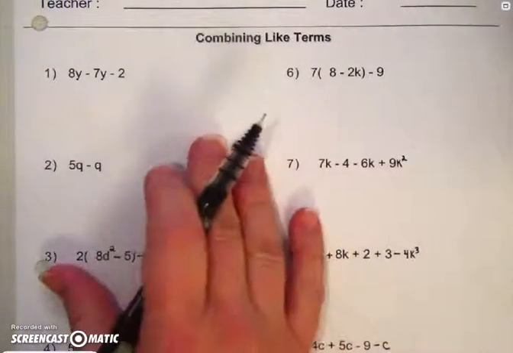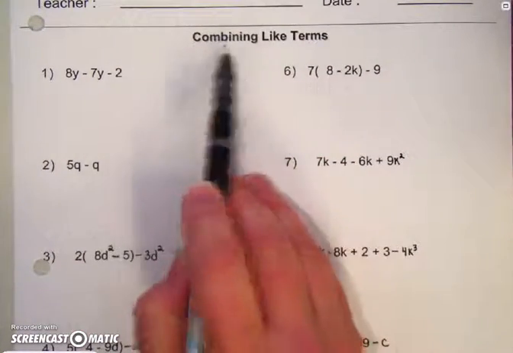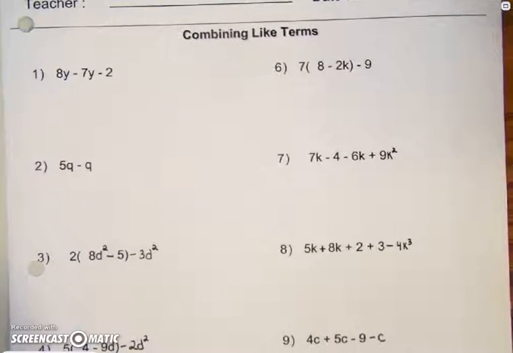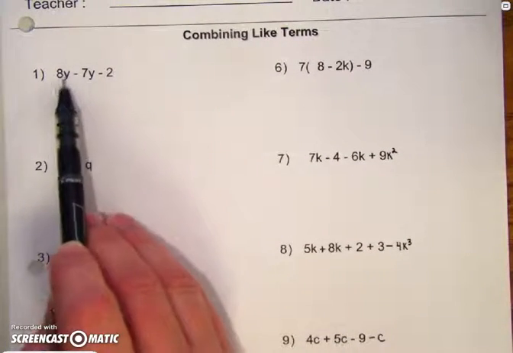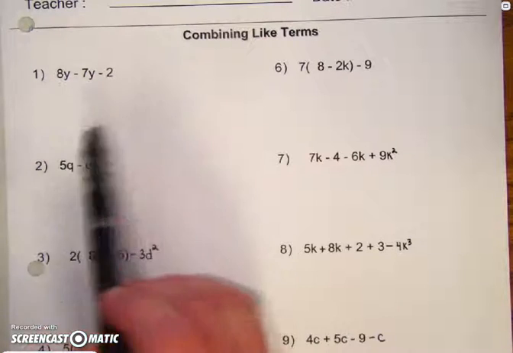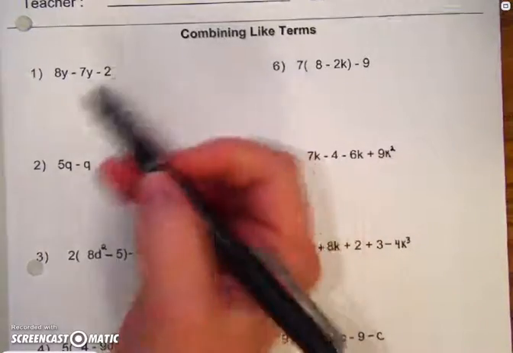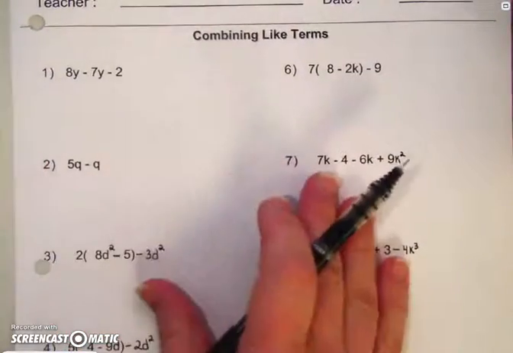Okay, we are going to go over the homework from last night, combining like terms. Remember that to combine like terms, they have to have the same variable and the same exponent. All right, let's take problem number 1.